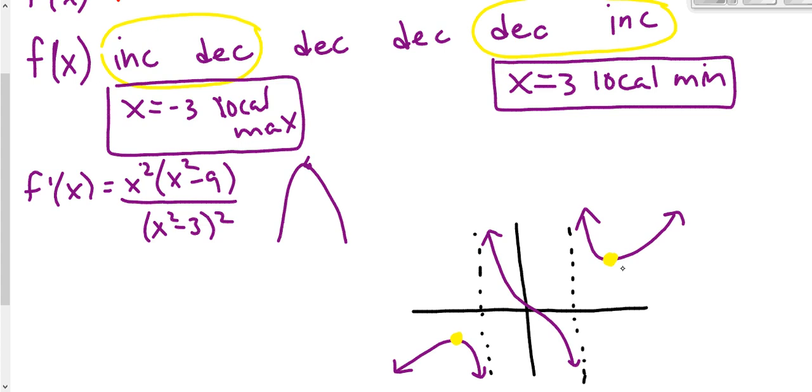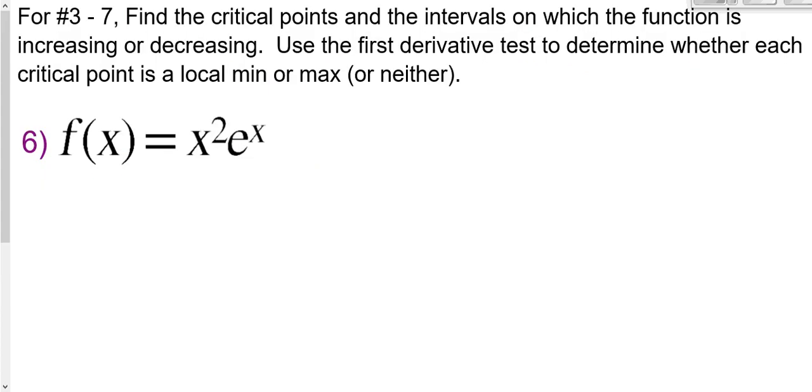Okay, now let's take a look at the next example. So this one involves an exponential function, and it's a product. So we're going to find the derivative using the product rule. So we have f prime of x equals the first, x squared, times the derivative of the second, e to the x, plus the second, e to the x, times the derivative of the first, 2x. Okay, this is defined everywhere, so we just need to figure out where it's equal to 0.